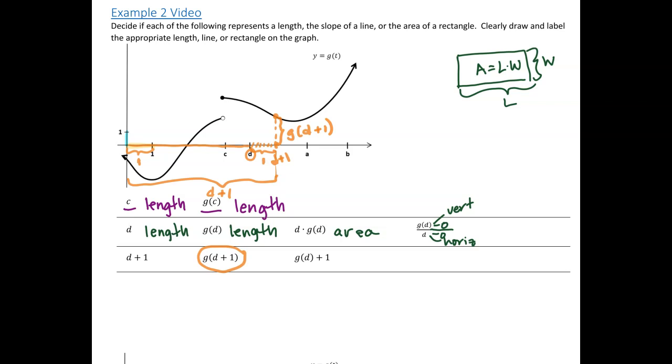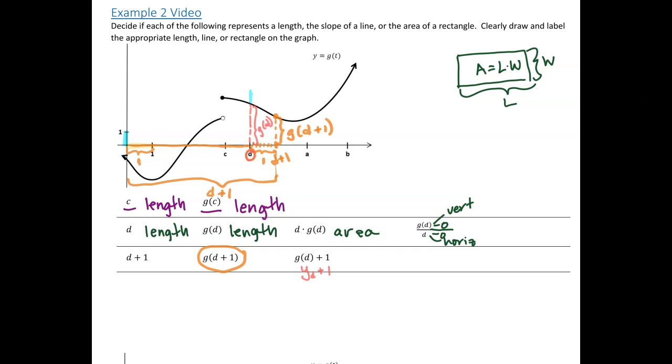If we want g of d with a plus 1 to the output, remember g of d is a y value. So that's the y value at d, and then we're going to add 1 to it. So we're adding 1 to our y value. So first we need to say, okay, here's d, which means this is g of d. And then we need to add 1 onto that. So I'm looking at this one right here, vertical now, and I'm going to try and estimate that to be about like that. That's what my 1 looks like.